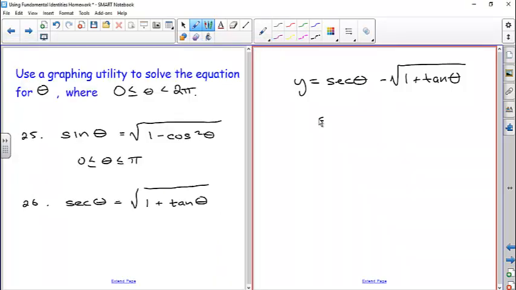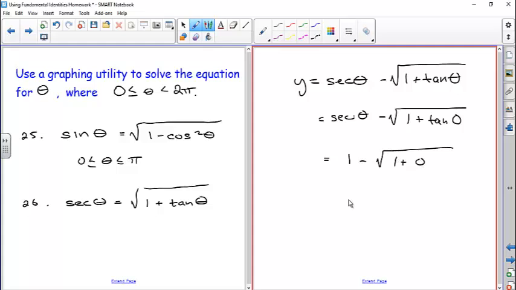So you have the secant of 0 minus the square root of 1 plus tangent of 0. The secant of 0 is 1, since the cosine of 0 is 1. Then you have minus the square root of 1 plus the tangent of 0, which is 0. So you get 1 minus the square root of 1, which is 0. So that does work. And the other was pi over 4.